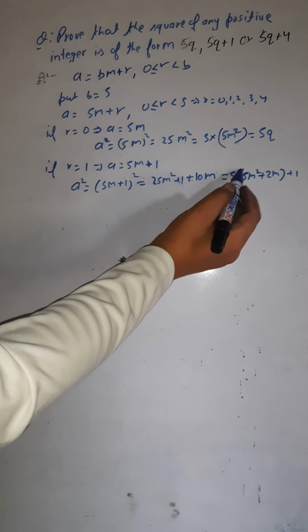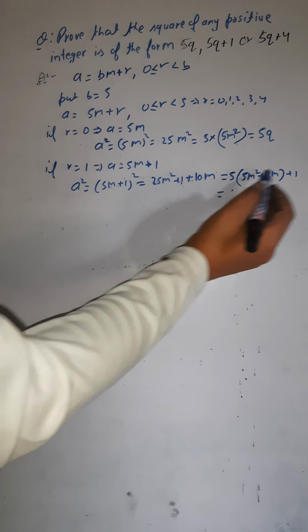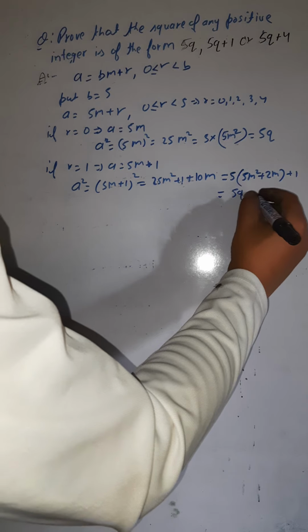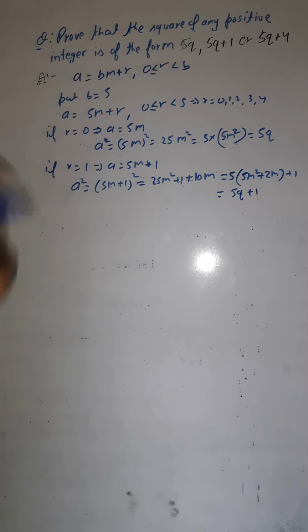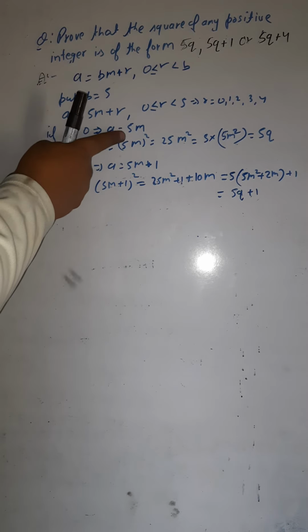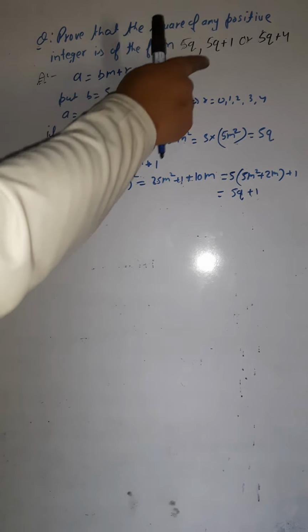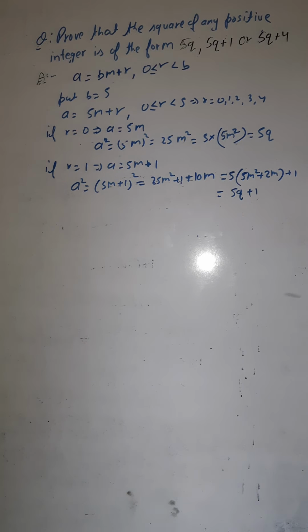Let's say this complete expression is some other integer q again. So you can write it as 5q + 1. Are you getting this? Hence, the square of any positive integer is of the form 5q or 5q + 1. Two forms we have proved; now some more you will prove.